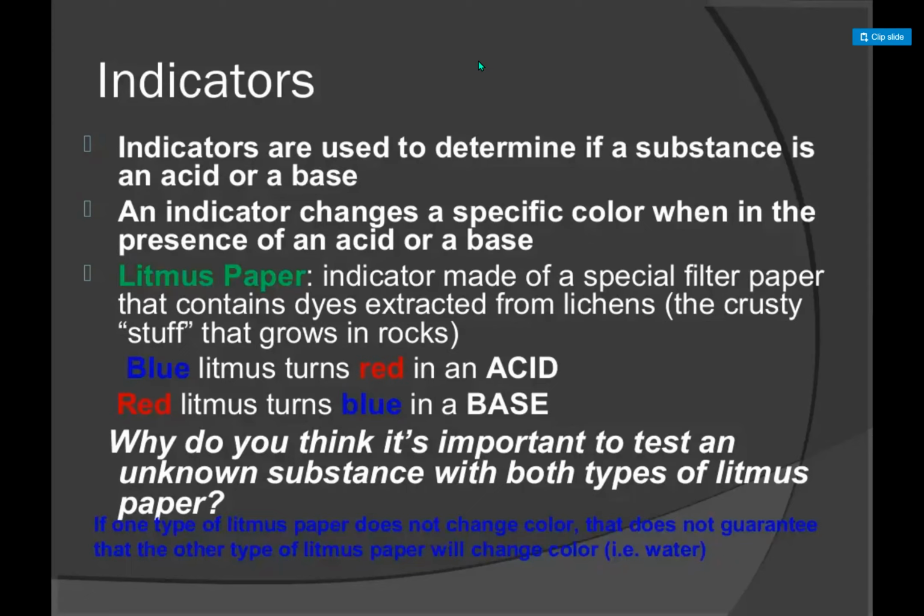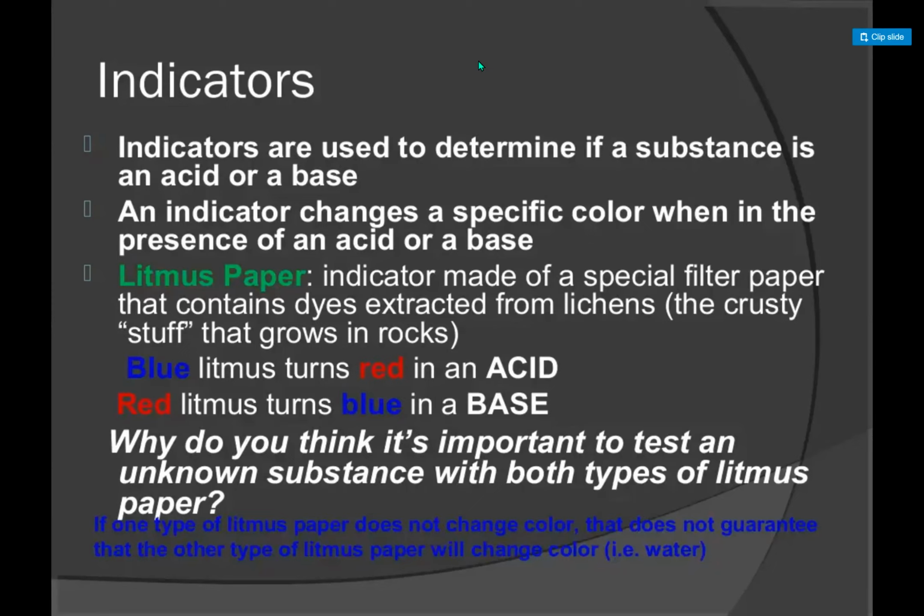Blue litmus paper turns red in an acid. When we dip blue litmus paper into acid, the color of blue litmus paper changes to red. And when we dip red litmus paper into a base, it changes into blue. Means the reverse will happen.